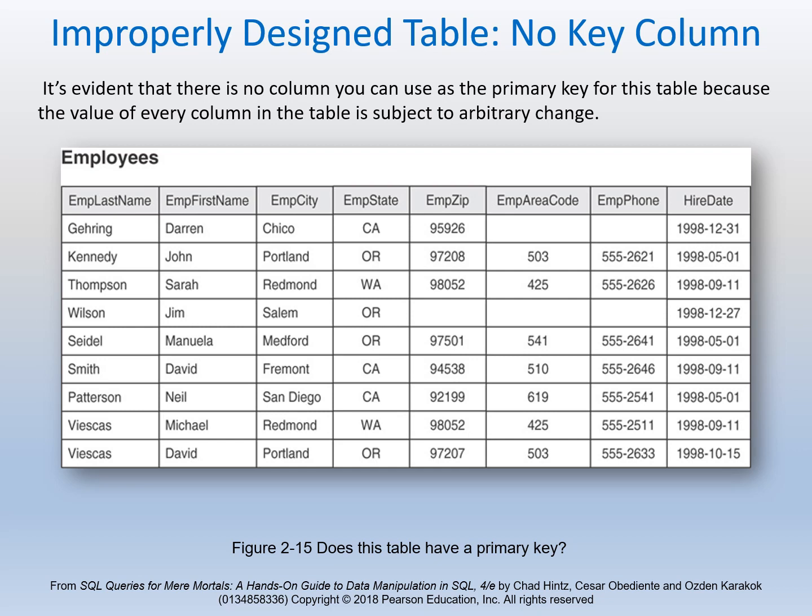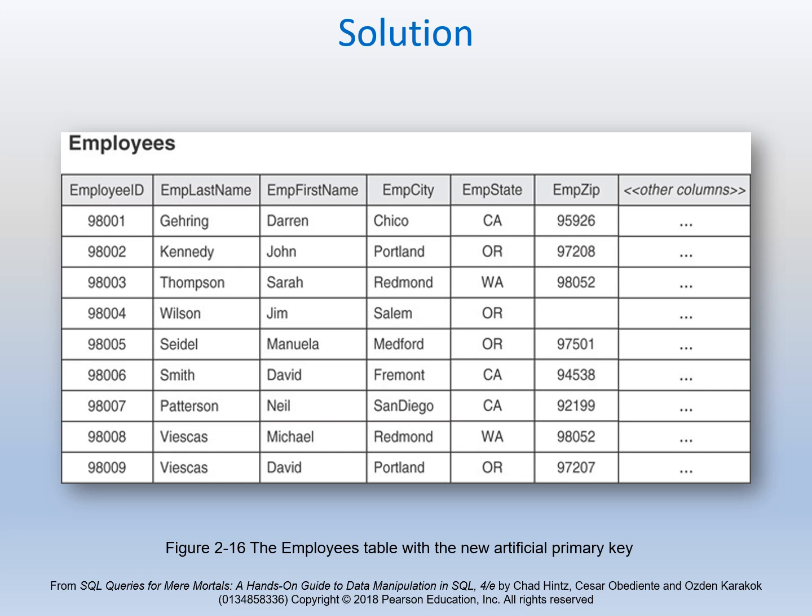This is an example of an improperly designed table. Why is the design incorrect? Because there is no key column. There is no column that uniquely identifies every single row in this table. The solution would be to add an employee ID column to the table to uniquely identify each row in the table.